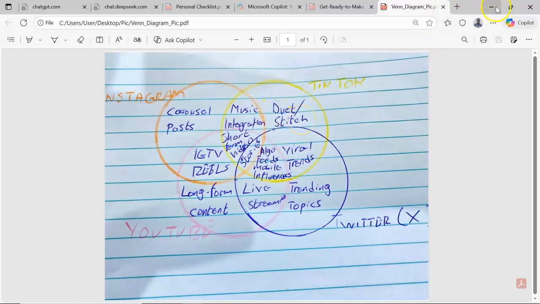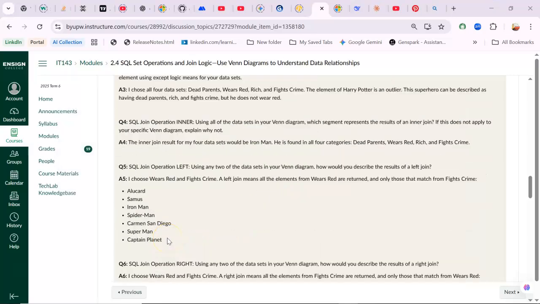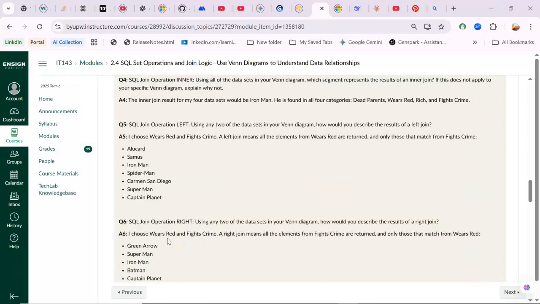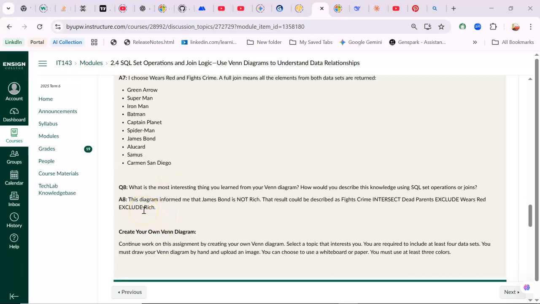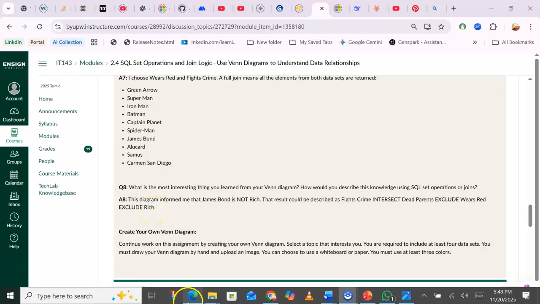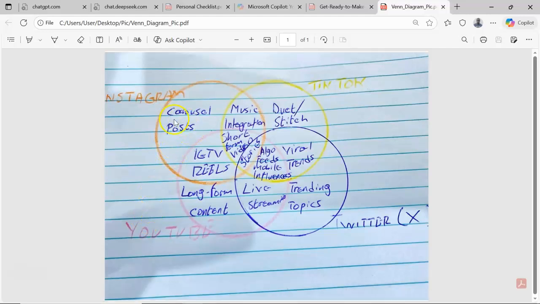Alright, so let me go back to the question. Question 8, that is the last question. The key insight about my Venn diagram is that all these apps are becoming almost the same. They are all copying each other's best features, like a full join. That is what I can see.